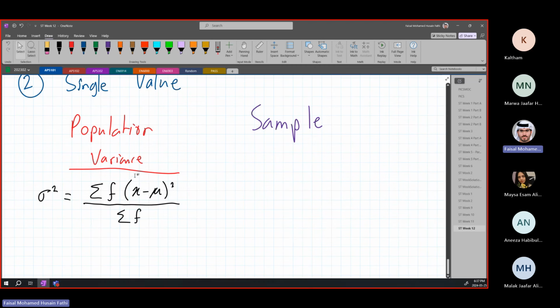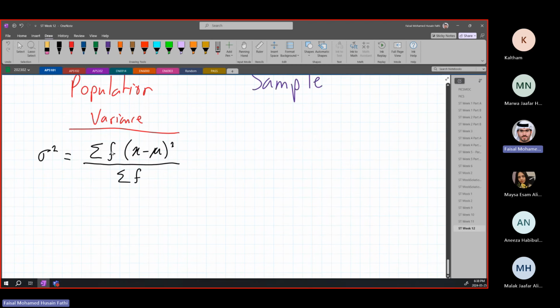If you notice, it is very similar to raw data. The only difference is we're going to be multiplying by the frequency, and we are going to have the sigma f, the sum of frequencies, which is also our n. So this is also equal to n sometimes. Okay, so it's the same thing.